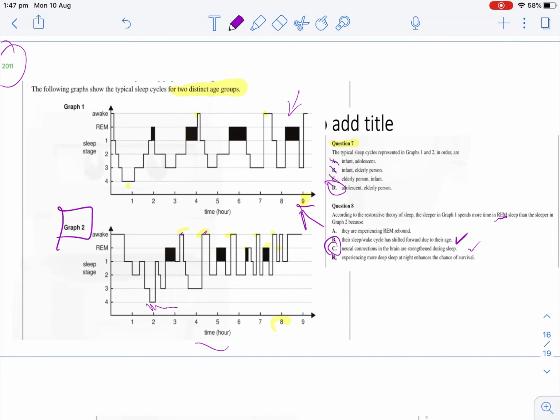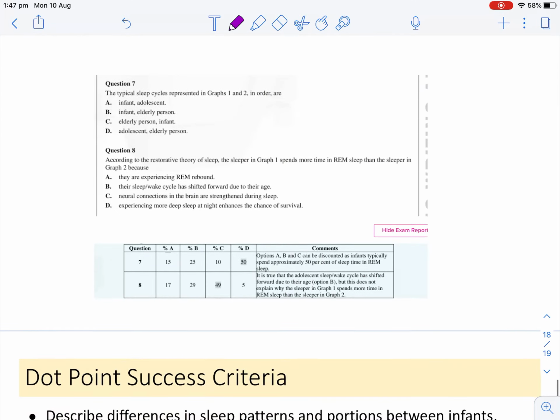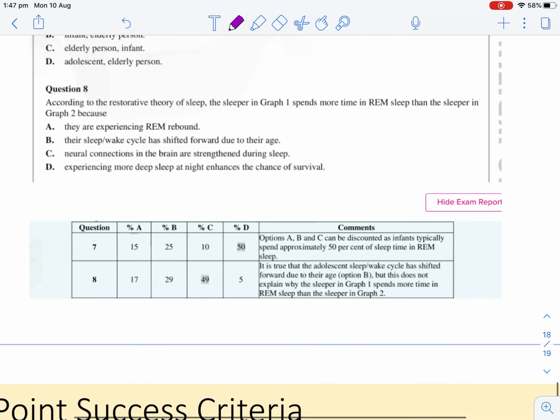Neural connections in the brain are strengthened during sleep. So we're spending more time in REM during that adolescent period as our brain's developing, more time than when we are elderly. And so here's the advice from Vicky there. It is true that sleep-wake cycle has shifted forward due to their age, but it doesn't explain why graph 1 spends more time in REM. So look for that connection, being able to apply it to the scenario and to the question.